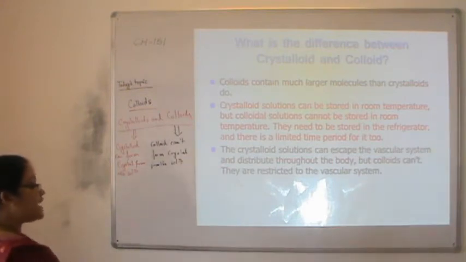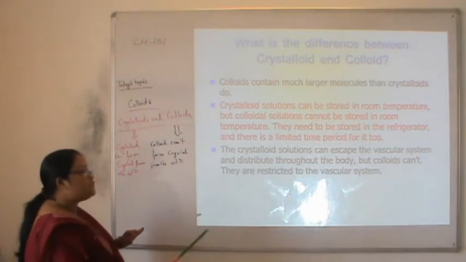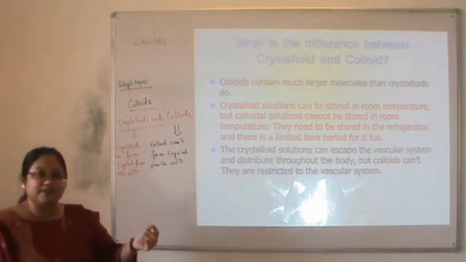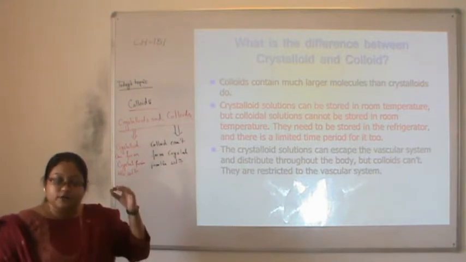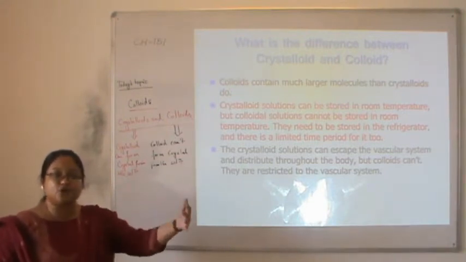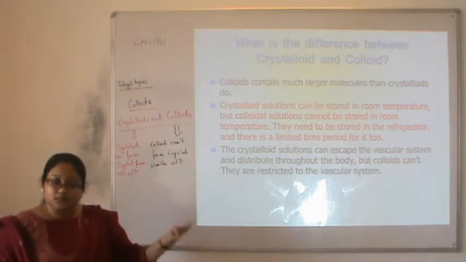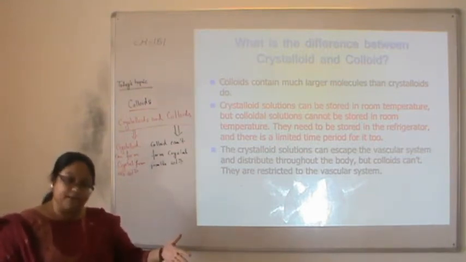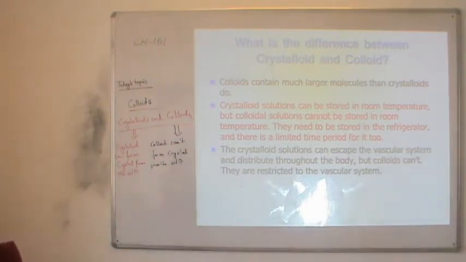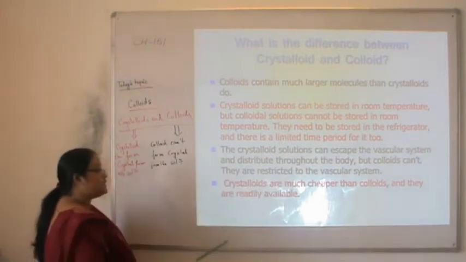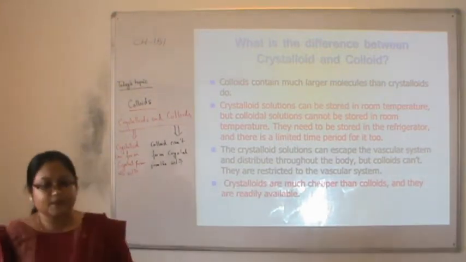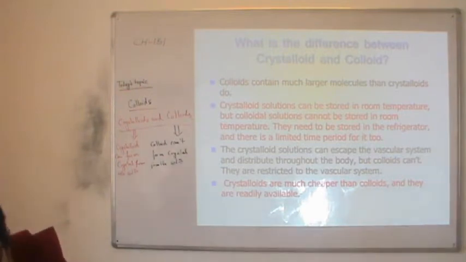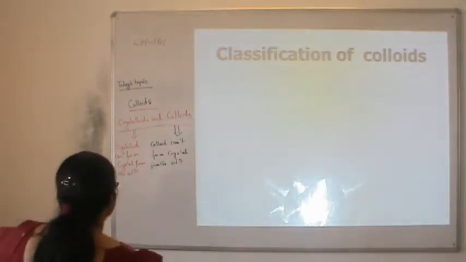The crystalloid solutions can escape the vascular system and be distributed throughout the body, but colloids can't. They are restricted to the vascular system because the vascular system is a semi-permeable membrane. Crystalloid means true solution, and particles of true solution can pass through semi-permeable membrane, but particles of colloid cannot. So these are the differences between crystalloid and colloid. Now we have to classify the colloids.